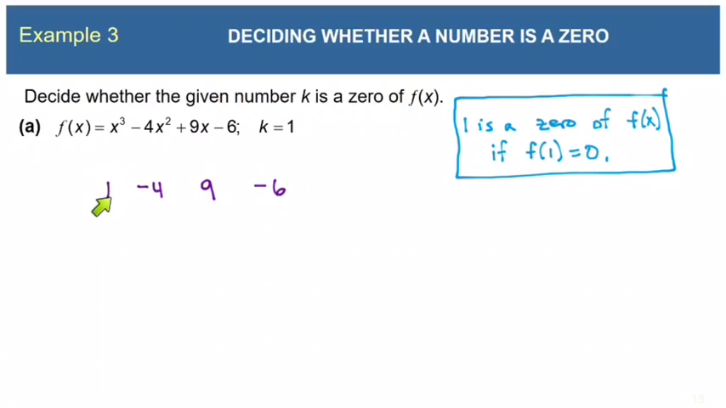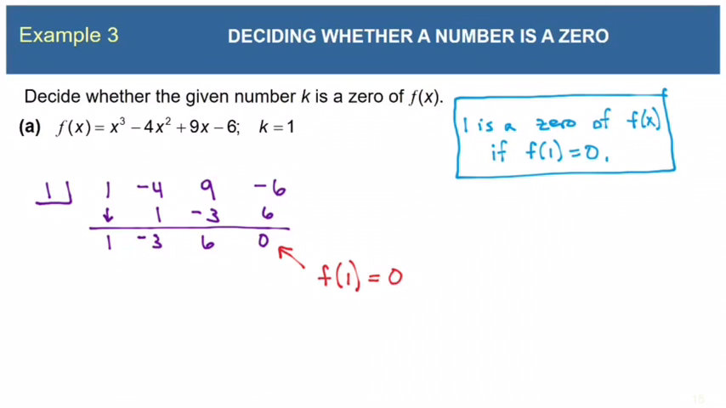X to the third coefficient is 1, x squared coefficient is negative 4, and so on. And then I'm going to put 1 in the box. And now we'll go through the synthetic division process. Pull down the 1, multiply, add, multiply, add, multiply, add. Okay, the remainder is 0. That means f of 1 equals 0. And that means 1 is a 0 of our function.